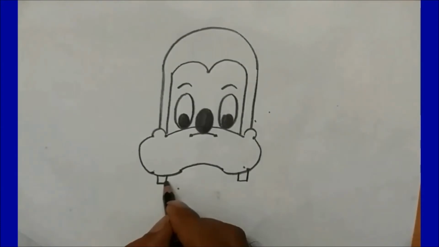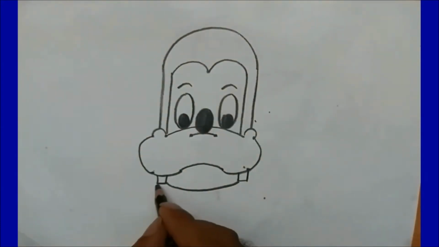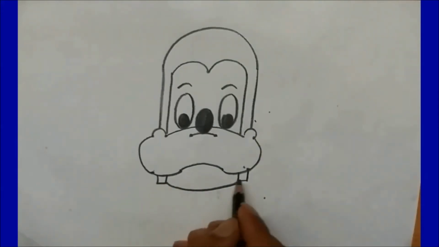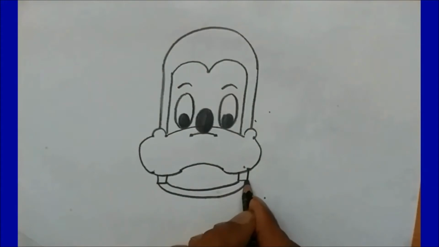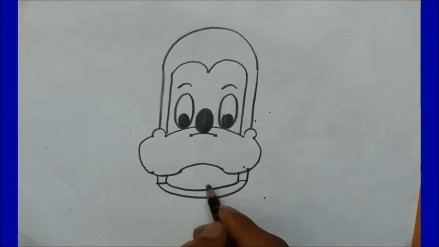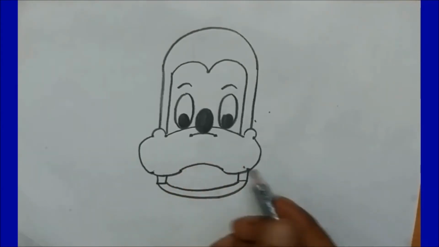Now from the end part of the teeth to the starting part of the teeth, make it one curve, it should not be deep, one more curve from the starting point to the end point, one more curve. This is the lips, this is the mouth, these are the chubby cheeks.